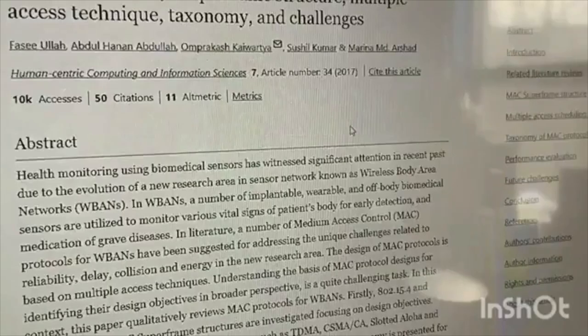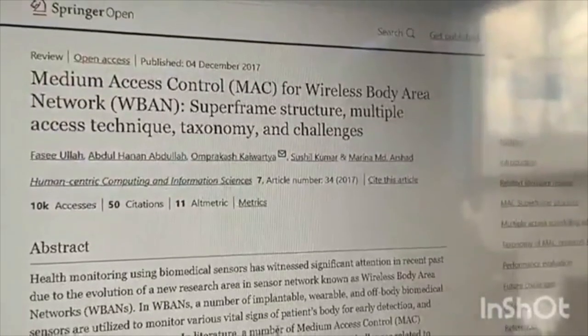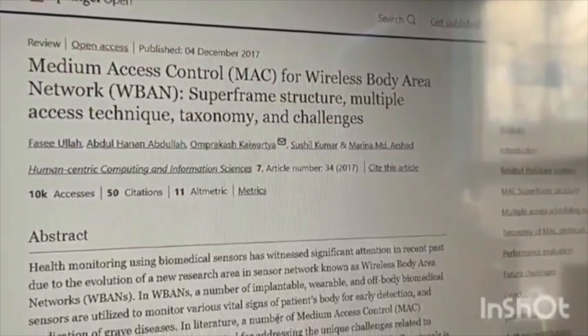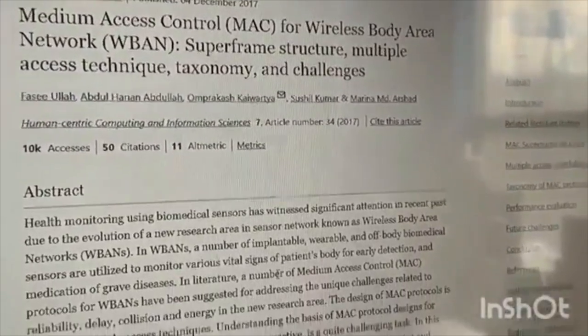Springer Open Access, published in December 2017. And I stopped right there when we saw our medium access control. Okay. So, MAC, medium access control for wireless body area networks: superframe structure, multiple access technique, taxonomy, and challenges.